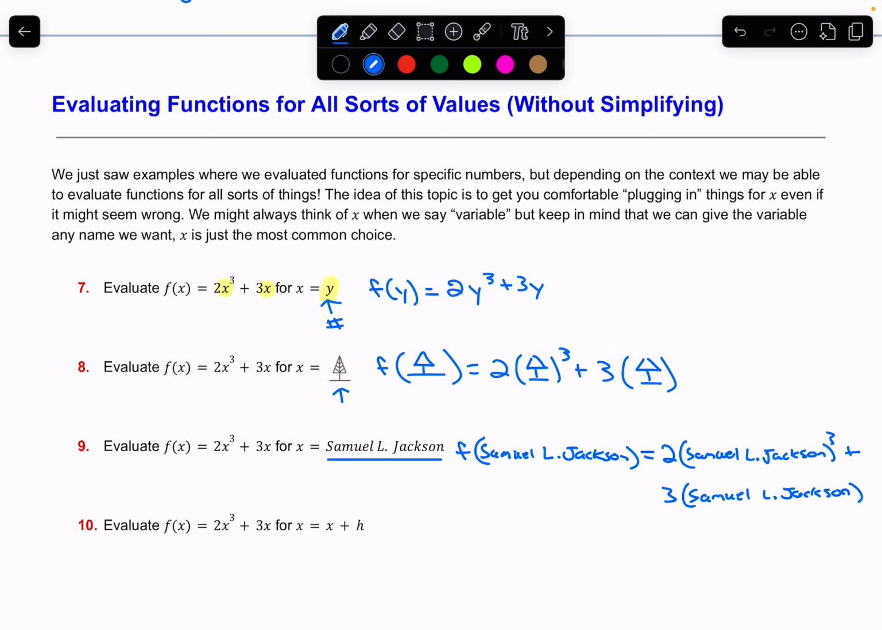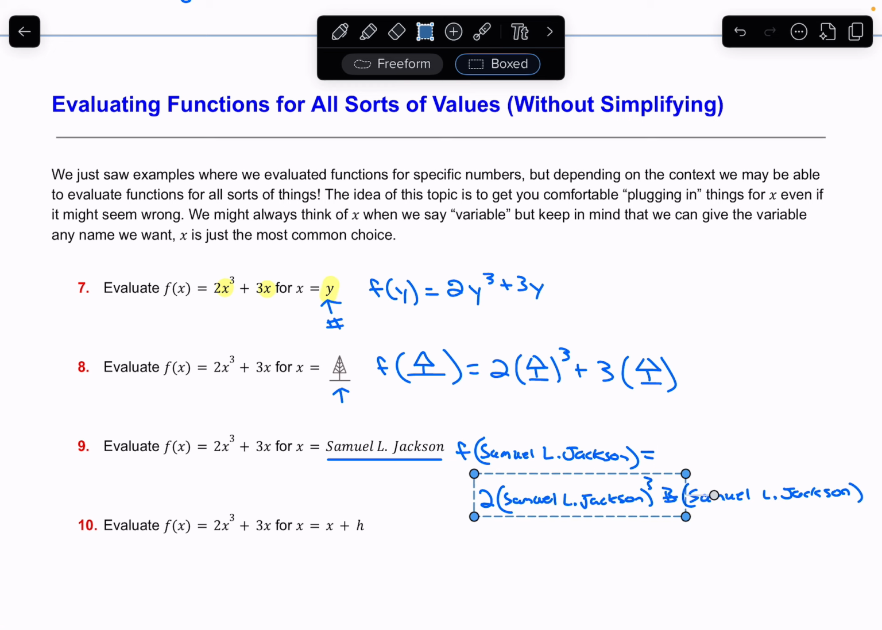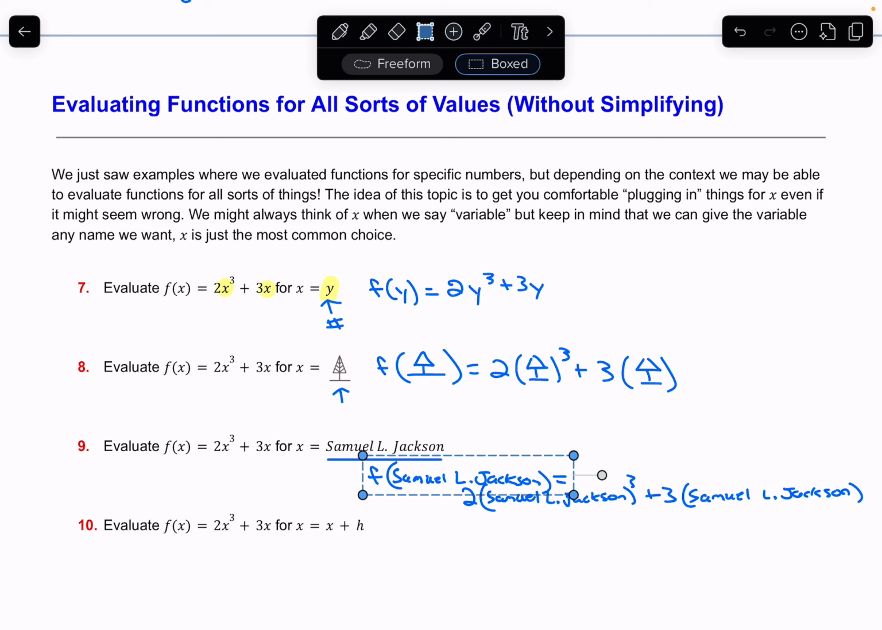Which again might seem weird, and that's okay. I'm going to move this down, by the way, that way it's all in one line. So let me put this over here instead, since it was a little long. So f of Samuel L. Jackson is equal to 2 Samuel L. Jackson cubed plus 3 Samuel L.